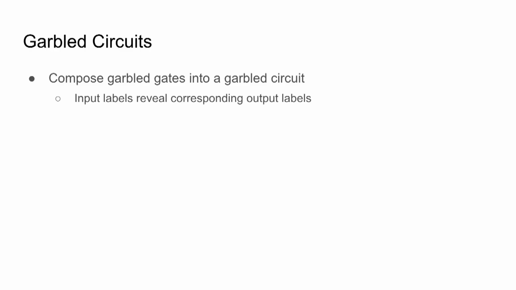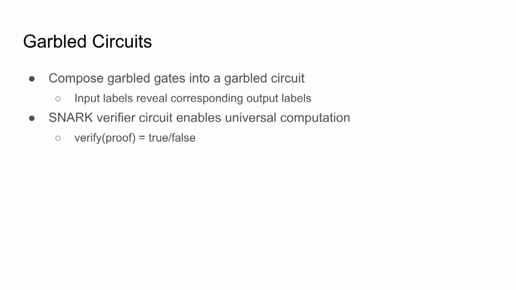And the interesting property that we now have is that a specific set of input labels will reveal the corresponding output label. So if I have a set of input labels that correspond to a correct, valid SNARK, then I will learn the true value. Here, that's roughly the function signature of a verifier. You have the verify function, you feed a proof in there, and it returns true or false. And if the input is a valid SNARK, I learn the true value. And if the input is an invalid SNARK, I learn the false value, which is our fraud proof.